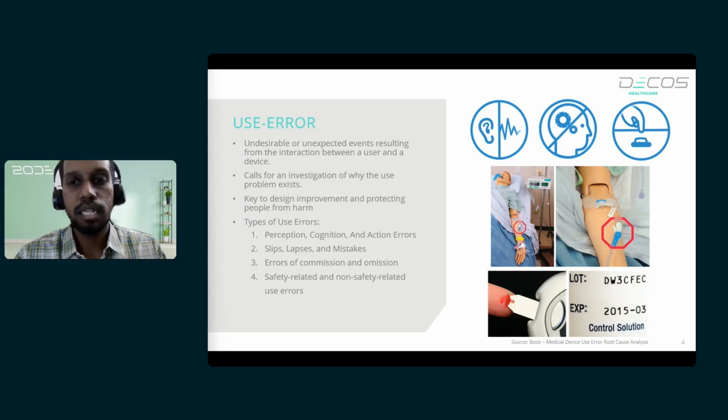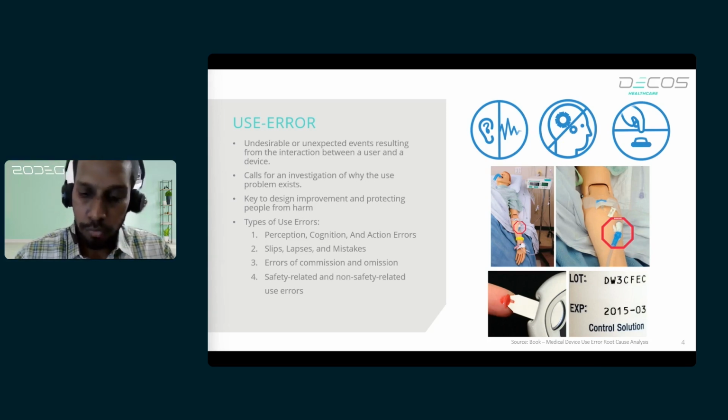Errors of omission is, say, once the alarm goes on, I need to turn off or turn on the device, and I am not acting on that particular instant. I'll be calling that an error of omission.